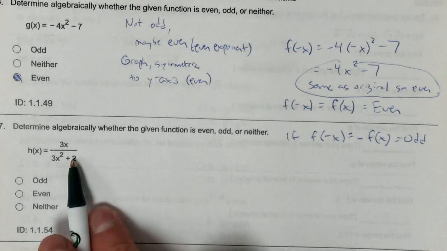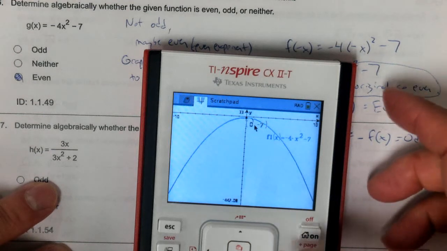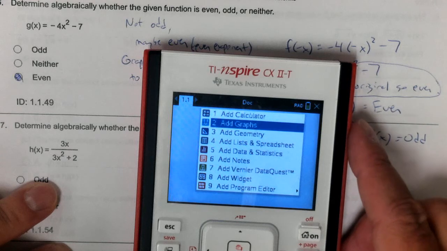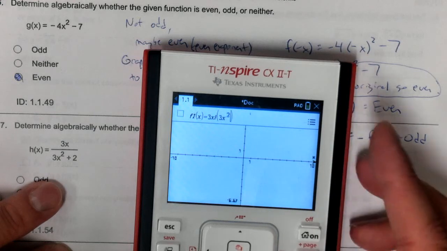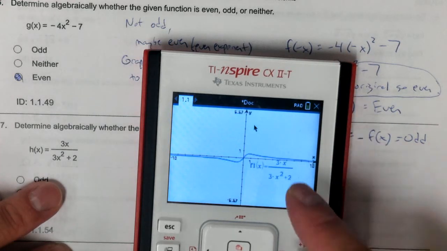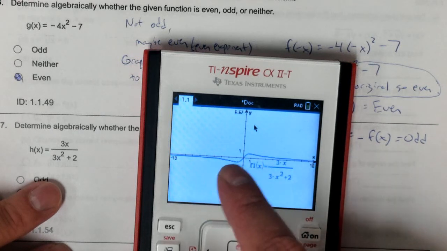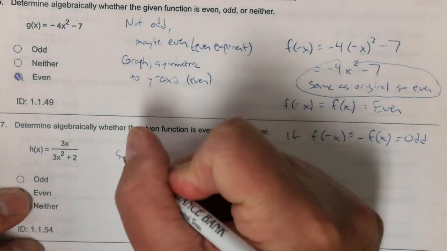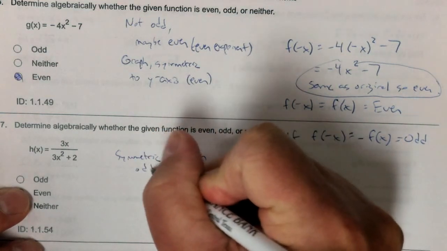Alright, and then on this one we have 3x over 3x squared plus 2. And so that looks like that. That's in diagonal quadrants, so to speak. It's symmetric to the origin, so that'd be odd.